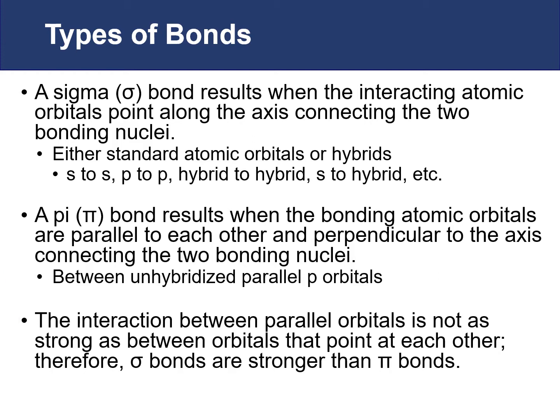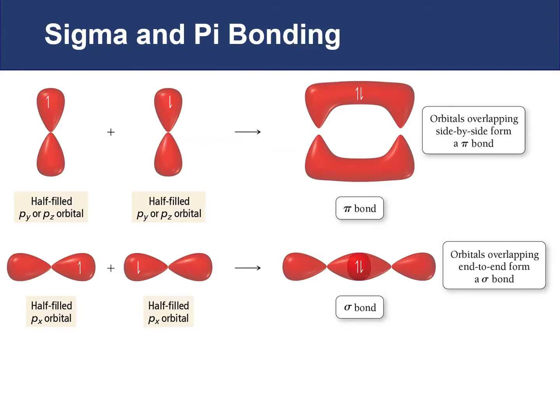The interaction between parallel orbitals is not as strong as between orbitals that point at each other. Therefore, the sigma bonds are going to be stronger than the pi bonds, and this is because of the degree to which they overlap, as we will see in the following images. One of the primary differences between the sigma and the pi bond is the orientation of the orbitals that are used to make them.